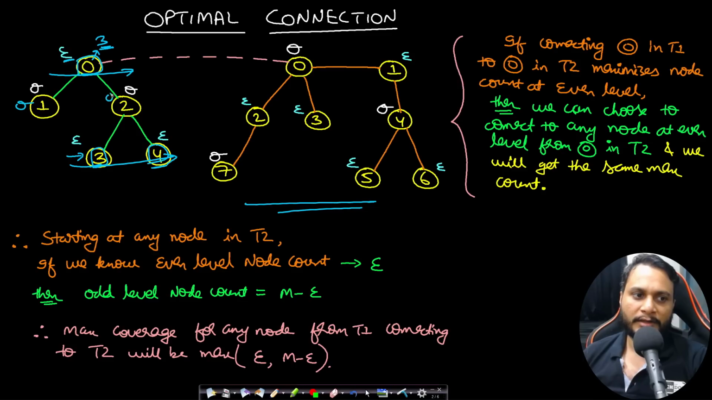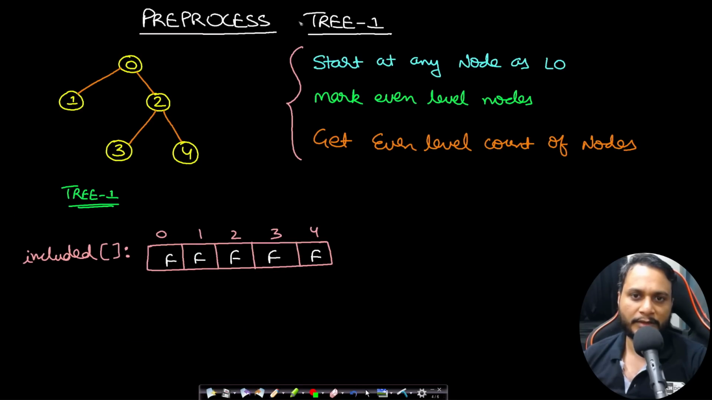And for the odd level, if you start the count of number of nodes starting from this node 1 or node 2, you are still going to get the same count, which is 2, and this count will be equal to the total number of nodes 5 minus the number of nodes at even level, which will be 3. Okay, so that kind of pre-processing we can do on tree 1, where we can start at any node and assume it to be level 0. So in this case I will be starting with node 0, assuming it to be level 0, and we need to mark all the even level nodes starting from node 0.